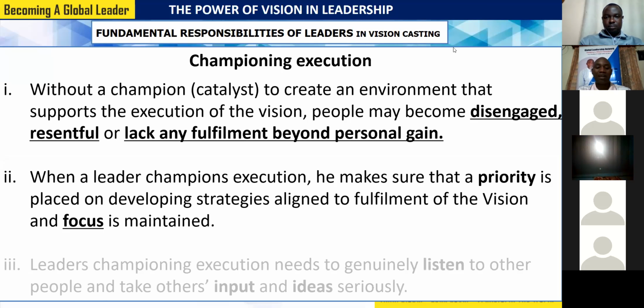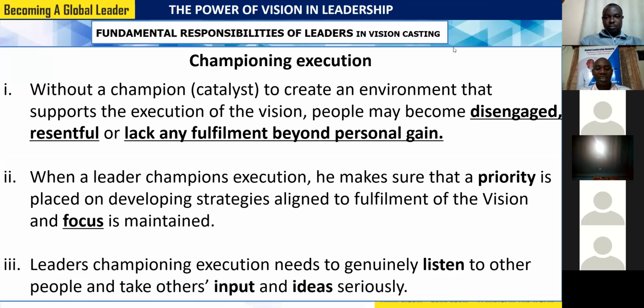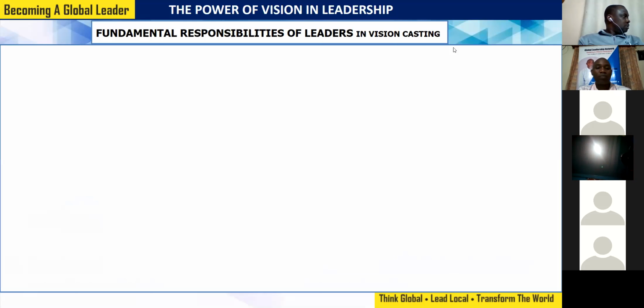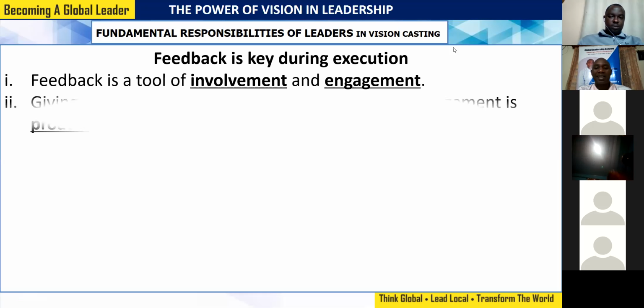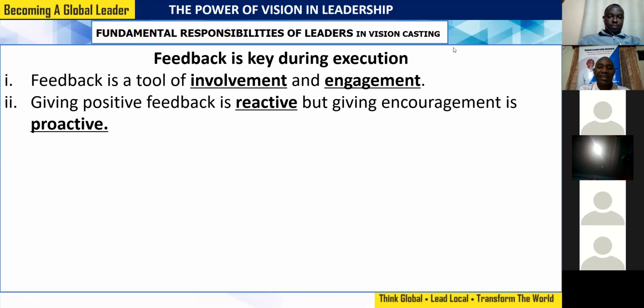Why did we embark on this journey? So leaders championing executions, we need to genuinely listen to the people that we are leading, and also take others' input and ideas along the way. Feedback, the last aspect. Feedback is a tool for involvement and engagement.